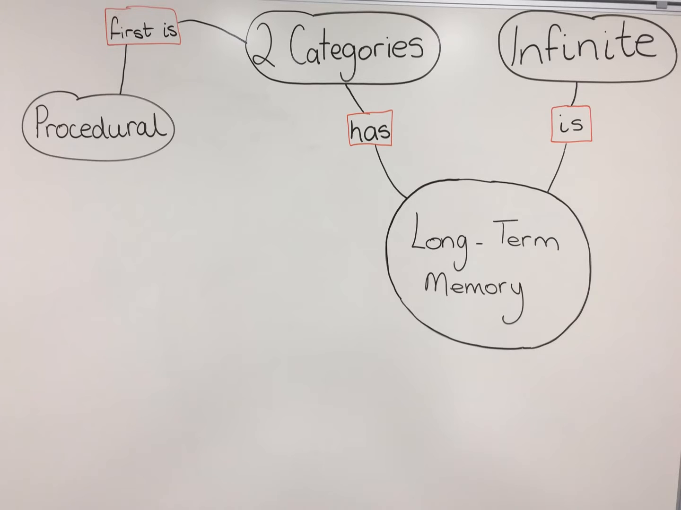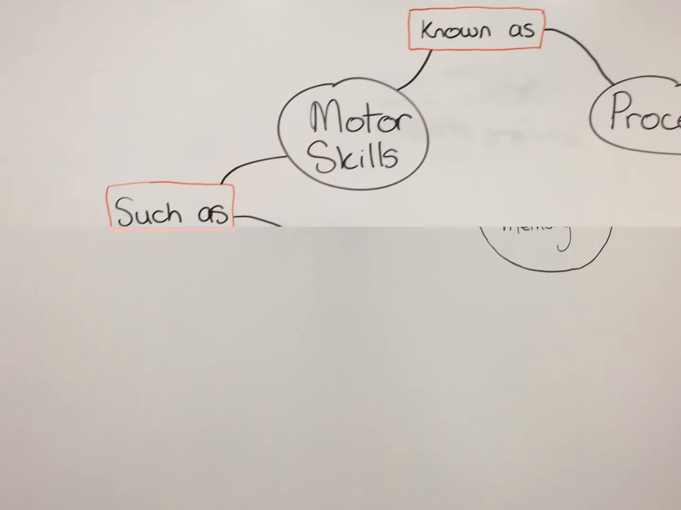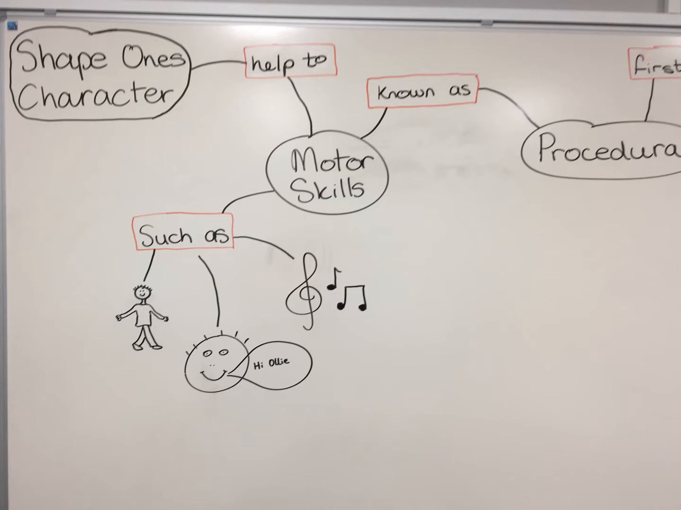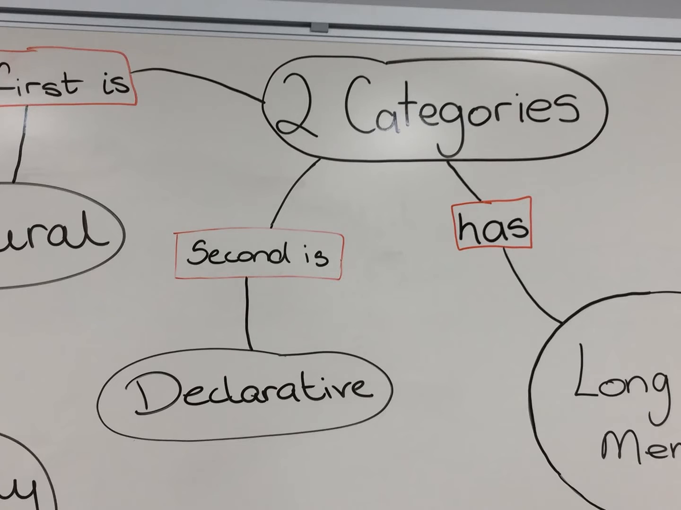The first category of long-term memory that we will look at is procedural, which is also known as motor skills. This category is responsible for knowing how to do things, and it stores the information on how to perform tasks, such as walking, talking, and playing an instrument. It has been said that the procedural memory shapes one's character. We perform tasks from this category unconsciously. The second category of long-term memory that we will look at is declarative.